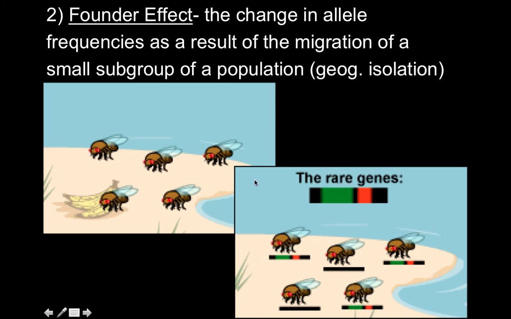They are now the founders of a new population. Now, when we look at their alleles, we see that this color combination represents what were rare genes in their previous population, wherever they got blown from. And then what we see now is that 3 out of 5, or 60%, now have this rare gene. So what used to be rare is now somewhat common. That's a big change in their allele frequencies. What was rare is now more frequent.